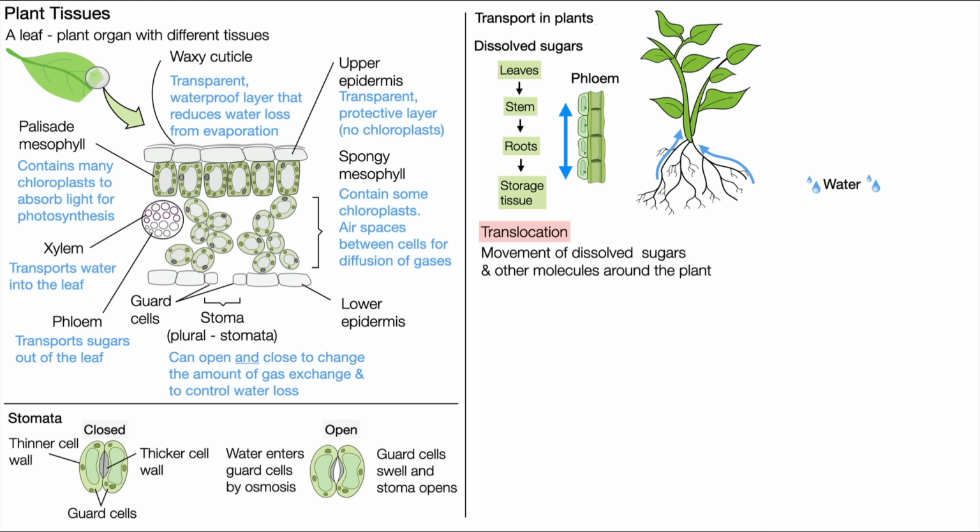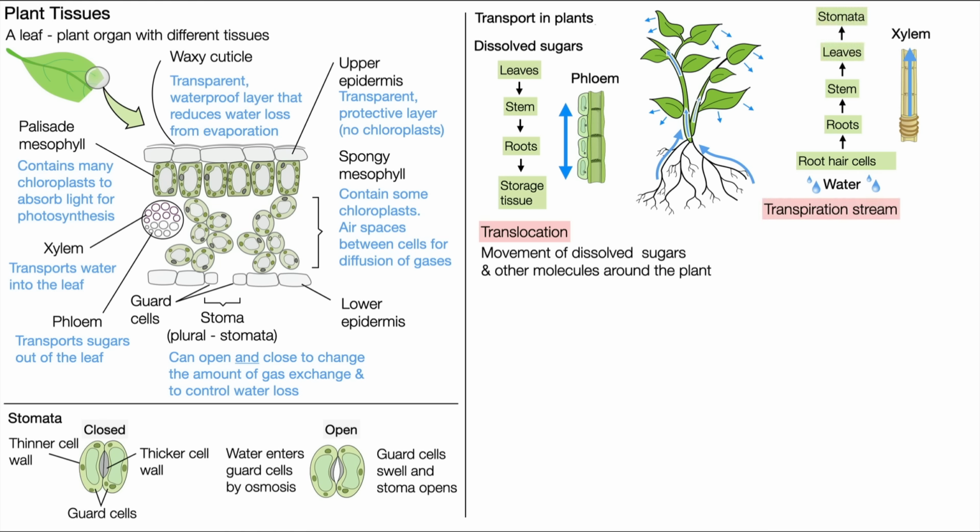Water enters through the roots, goes up the stem, into the leaves, and evaporates out from the leaves. So water goes into root hair cells, it goes into the roots, the stem, and in the stem we have the xylem. We actually have xylem in the roots as well as the stem, but this carries water and minerals up the plant, into the leaves, and then it evaporates out through the stomata. This is called the transpiration stream, the movement of water up the plant.